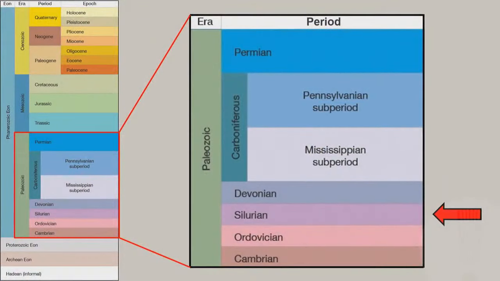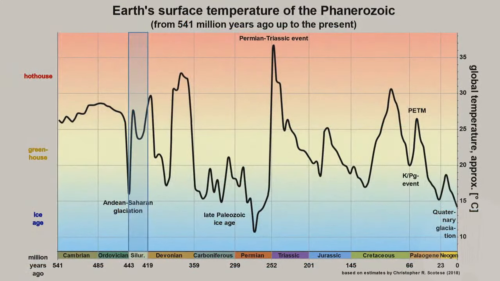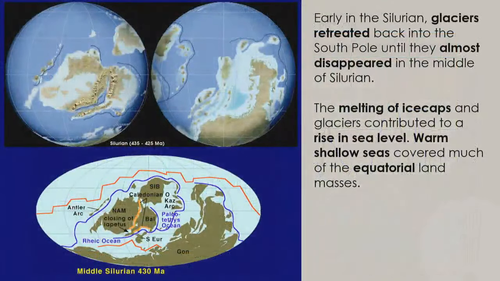Moving forward from the Ordovician to the Silurian, this period enjoyed a relatively stable, warm climate, in contrast with the extreme glaciations of the Ordovician beforehand and the extreme heat of the Devonian, which we'll talk about next. This period witnessed a relative stabilization of the Earth's climate, ending the previous pattern of erratic climate fluctuations. Early in the Silurian, the glaciers retreated back into the South Pole until they had almost disappeared.